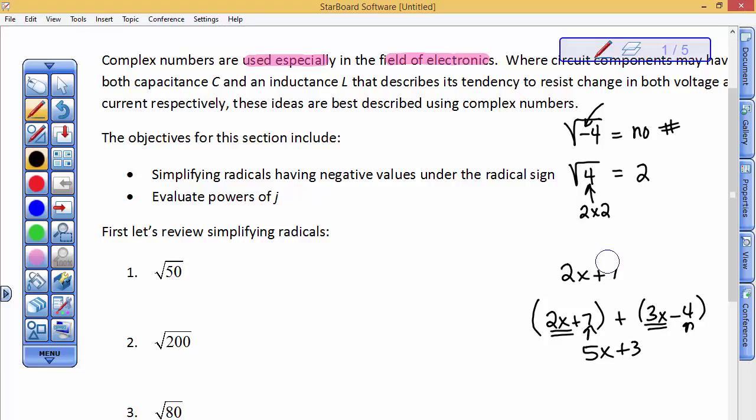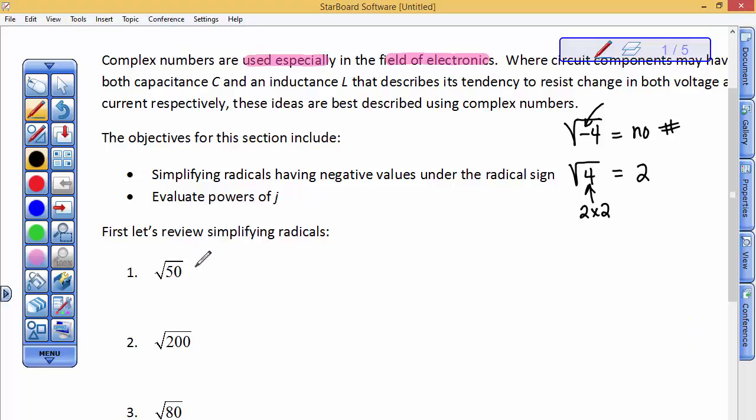I'm going to go ahead and erase this. Before we do that, though, I'd like to simplify a radical. So the one I'm looking at first here is the square root of 50. To simplify a radical, you need to think of the number 50 as two factors. What two numbers multiply to be 50? 5 and 10 multiply to be 50, but they're not the numbers that I'm looking for. I'm looking for two numbers where one of them is a perfect square.